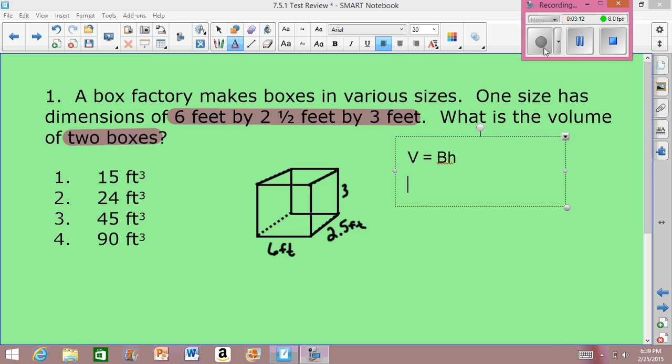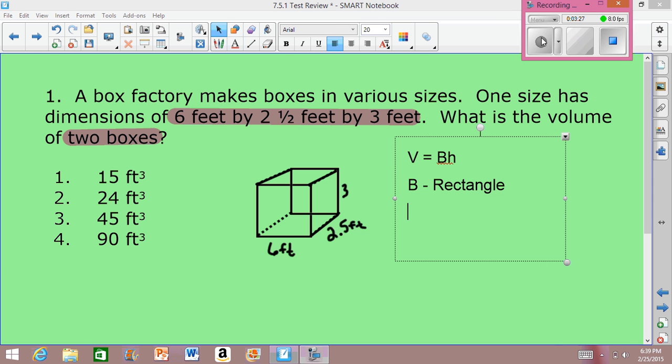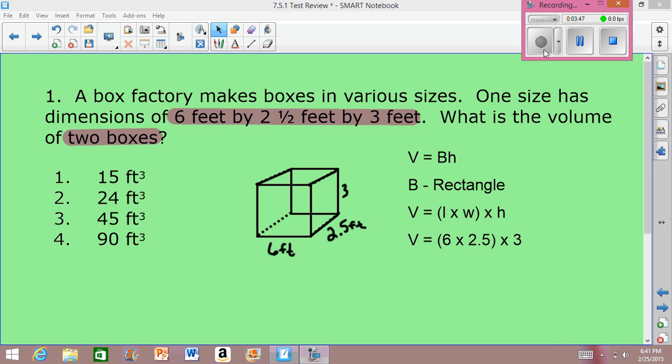Remember that volume formula is V equals big B times H. And remember, big B equals the area of the base. So our big B is a rectangle. That means we're going to replace big B with the formula for area of a rectangle. That formula for area of a rectangle is length times width. And then we multiply that by the height. Now we're ready to substitute in our numbers. So we have 6 times 2.5 times 3. We have a little math work to do.